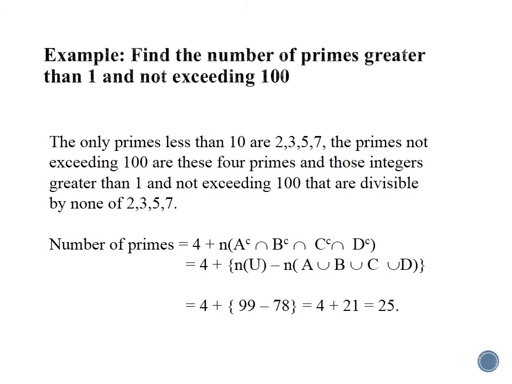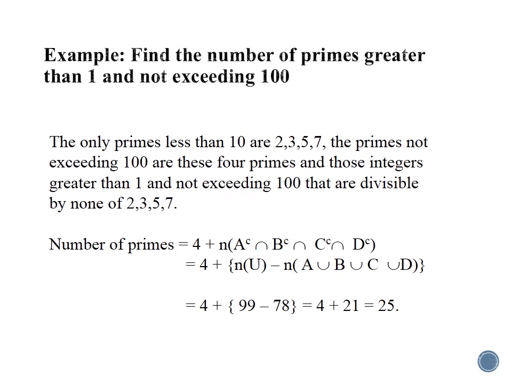Next example. Find the number of primes greater than 1 and not exceeding 100. The only primes less than 10 are 2, 3, 5, 7. The primes not exceeding 100 are these 4 prime numbers plus those numbers that are not divisible by any of the integers 2, 3, 5 and 7. First we have to find the number of integers divisible by either 2 or 3 or 5 or 7. That is, we have to find the cardinality of A union B union C union D. Then that gives the answer as 78.